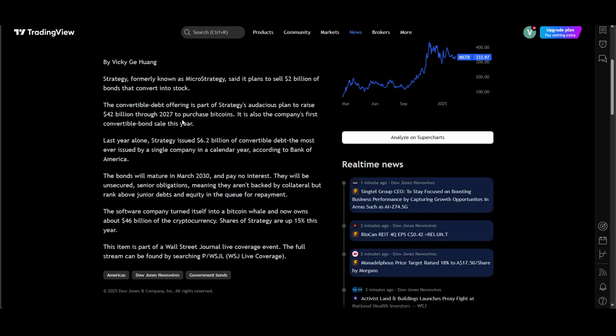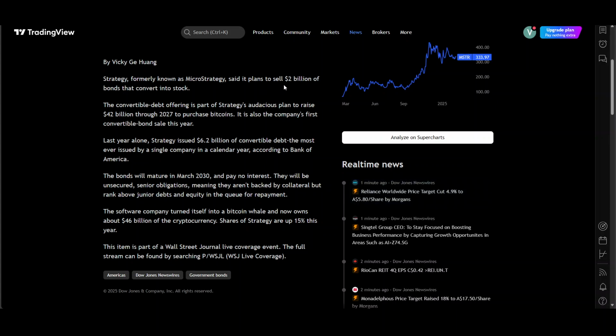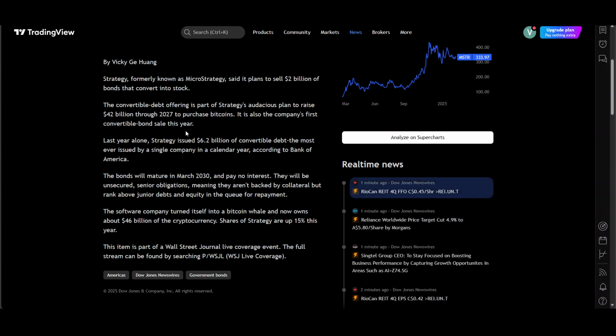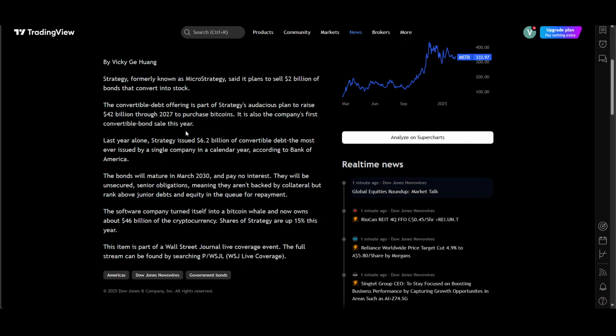As you can see here, Strategy plans to sell 2 billion of bonds that convert into stock, which they're probably going to use to buy more Bitcoin. You don't want them buying a vacation for their senior executives. You don't want them buying dollars and holding the dollars. You don't want them buying land. You want them to buy Bitcoin, which is going to outpace practically everything in the market over the long term. So as long as they're using the debt to buy valuable things, I mean, at this point, just probably Bitcoin, then it's fine, right? There's a difference between bad debt and good debt. And then obviously, if you're not over leveraged as well.